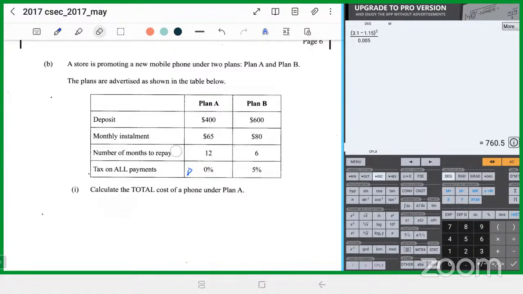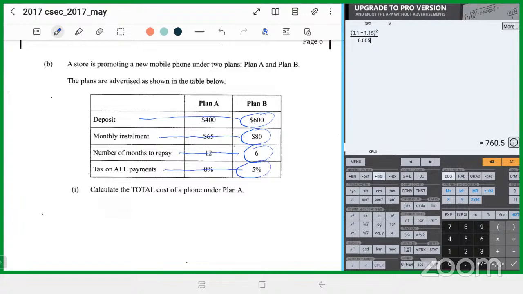On Plan B, the deposit would be $600. Then you'll be paying a monthly installment of $80, and you're only paying that for 6 months. But at the end, you have to apply a tax on the total of 5%.